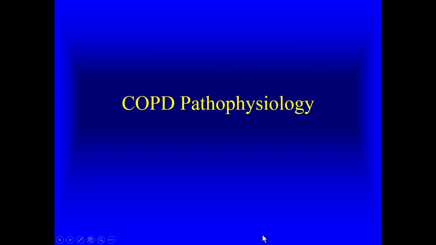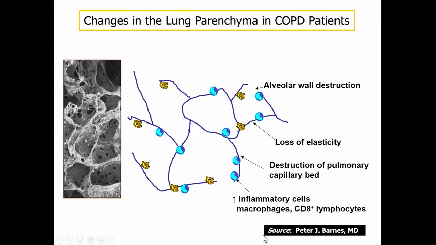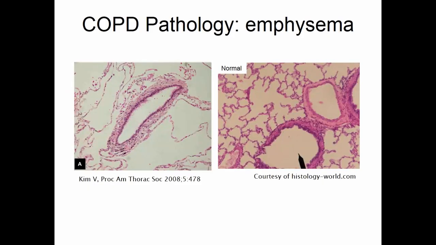On to the pathophysiology of COPD. This slide shows changes in the lung parenchyma in COPD patients, emphasized in this electron micrograph here. In the cartoon, we see that emphysema is characterized by destruction of the alveolar walls, leading to loss of elasticity, with a concomitant destruction of the pulmonary capillary bed. The inflammatory cells in the lung parenchyma are macrophages and CD8 positive lymphocytes.